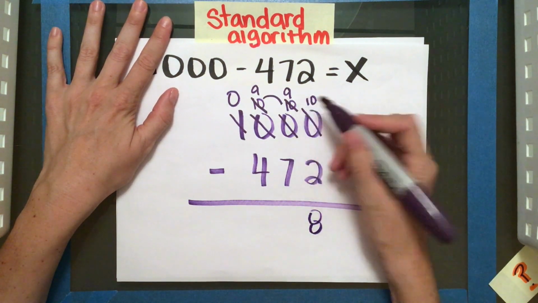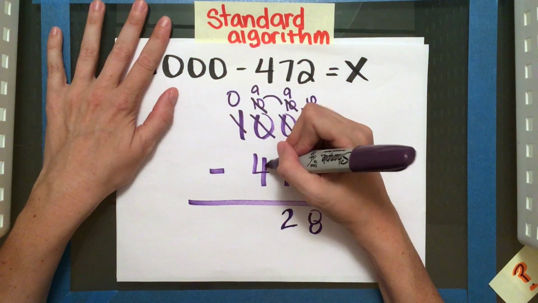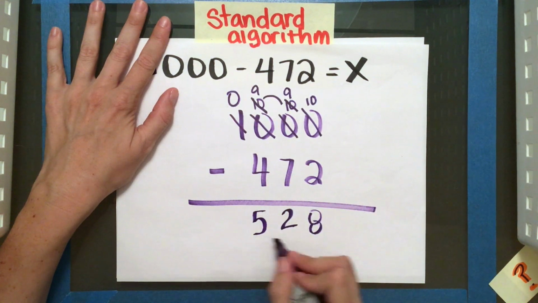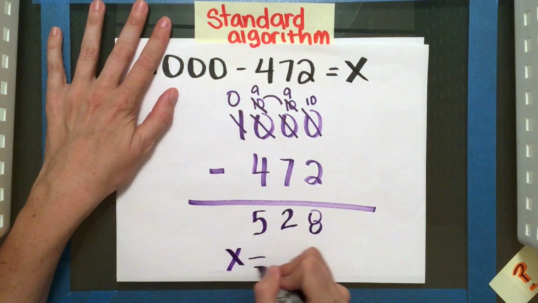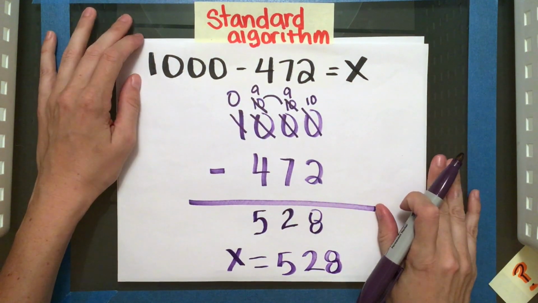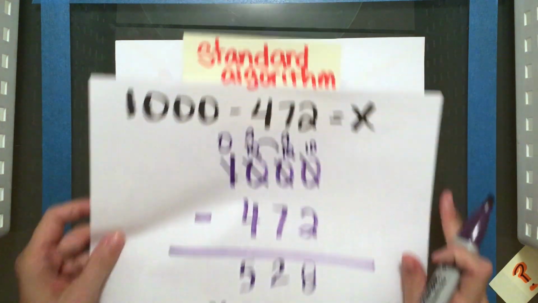We're able to subtract 7 from 9, which becomes 2. We're able to take away 4 from 9, which becomes 5. And we come up with the answer of 528, where x equals 528, which is the same that we got on our T-chart. All right.